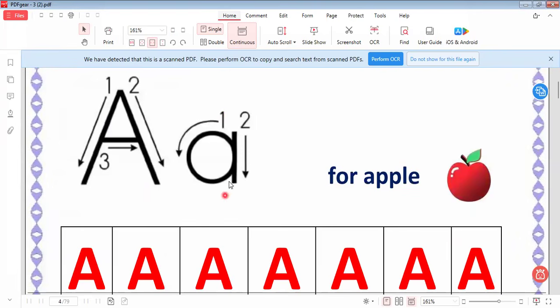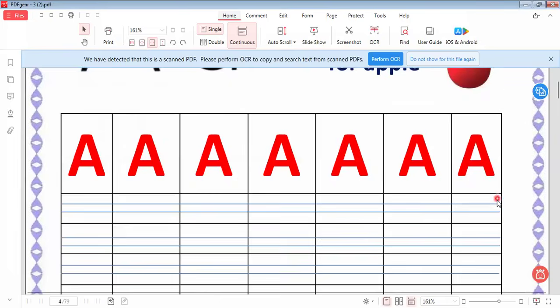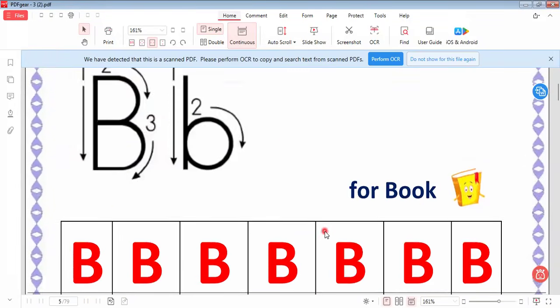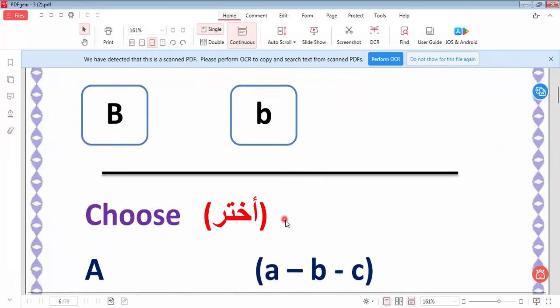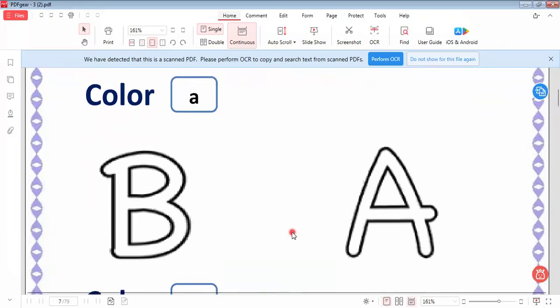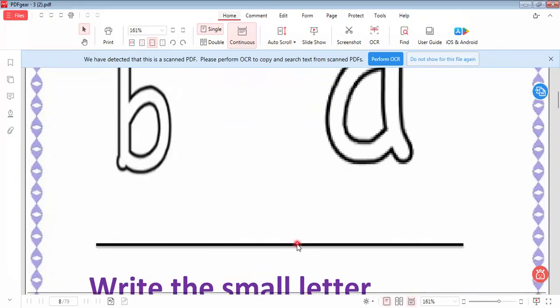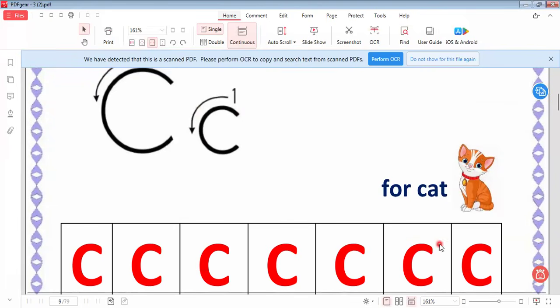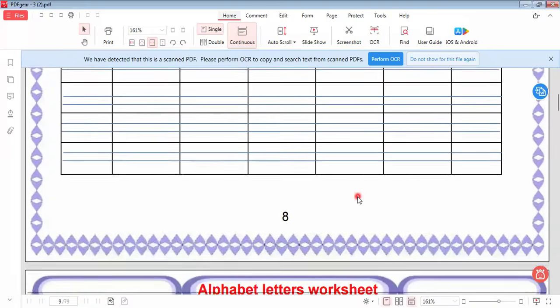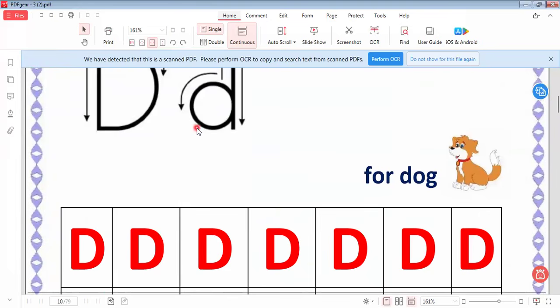Here's capital A and small a. A for apple. Here's capital B and small b. B for book. Capital C and small c. C for what? C for cat. Capital C and small c. C for cat.